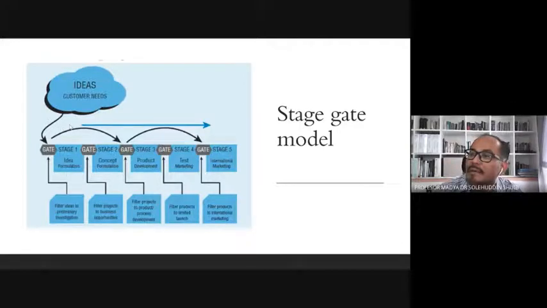Starting from here we have an idea of the customer need. For gate 1, idea formulation. Gate 2 is concept, product development, and test market, and also the international marketing. So every section has its own stage of the gate model.